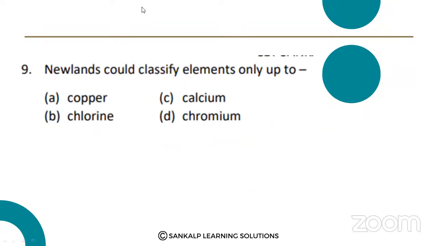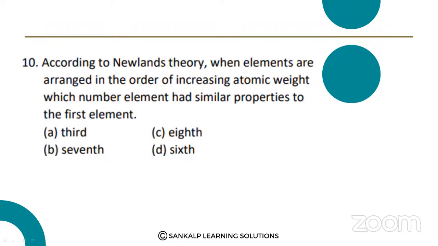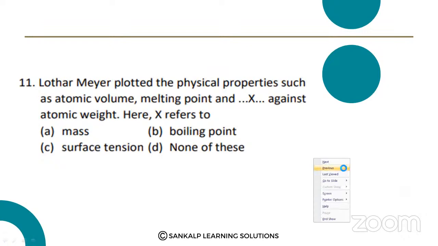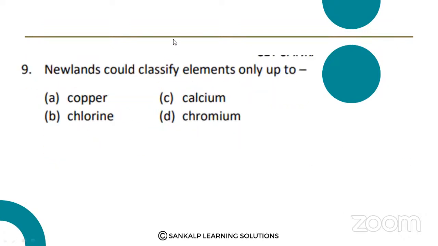Newland could classify elements only up to. So till which element could Newland classify the elements? He could only classify the elements up to calcium. Option number C. So option number C is the answer. Newland could classify the elements only up to calcium. So the law of octaves was only possible up to calcium.